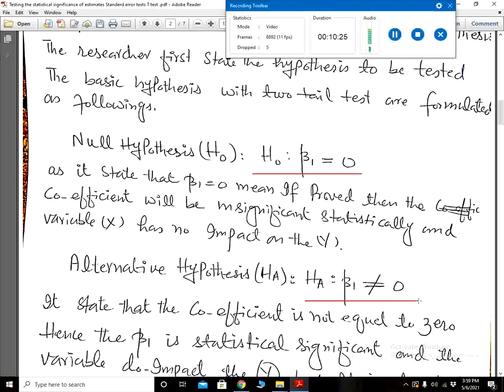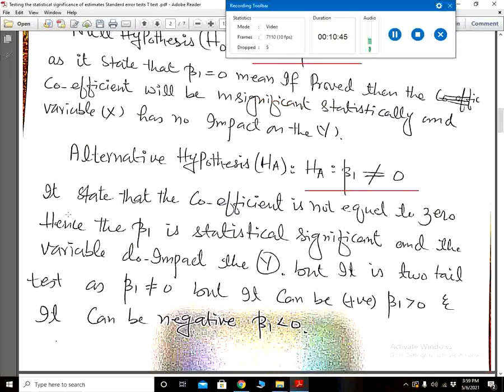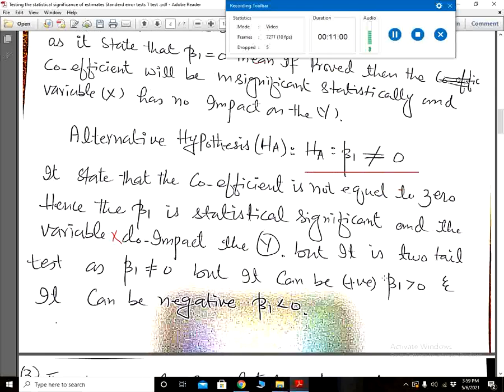One thing you must keep in mind is that we are not accepting or rejecting the alternate hypothesis. We are rejecting the null hypothesis. Of course, we are helpless if we cannot reject the null hypothesis; we have to accept it. But our major hypothesis is the null hypothesis. The alternate states that the coefficient is not equal to 0. Hence, beta 1 is statistically significant and variable x does impact y.